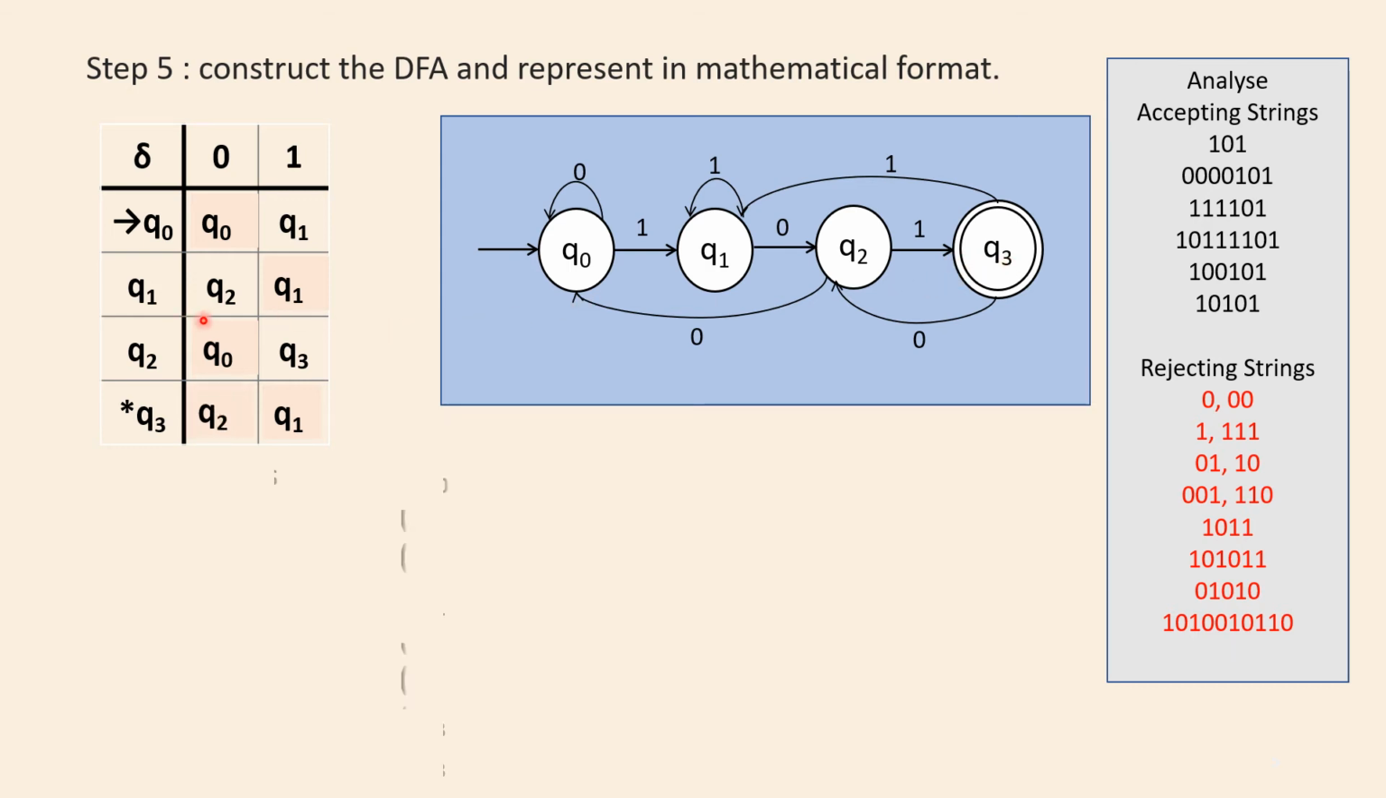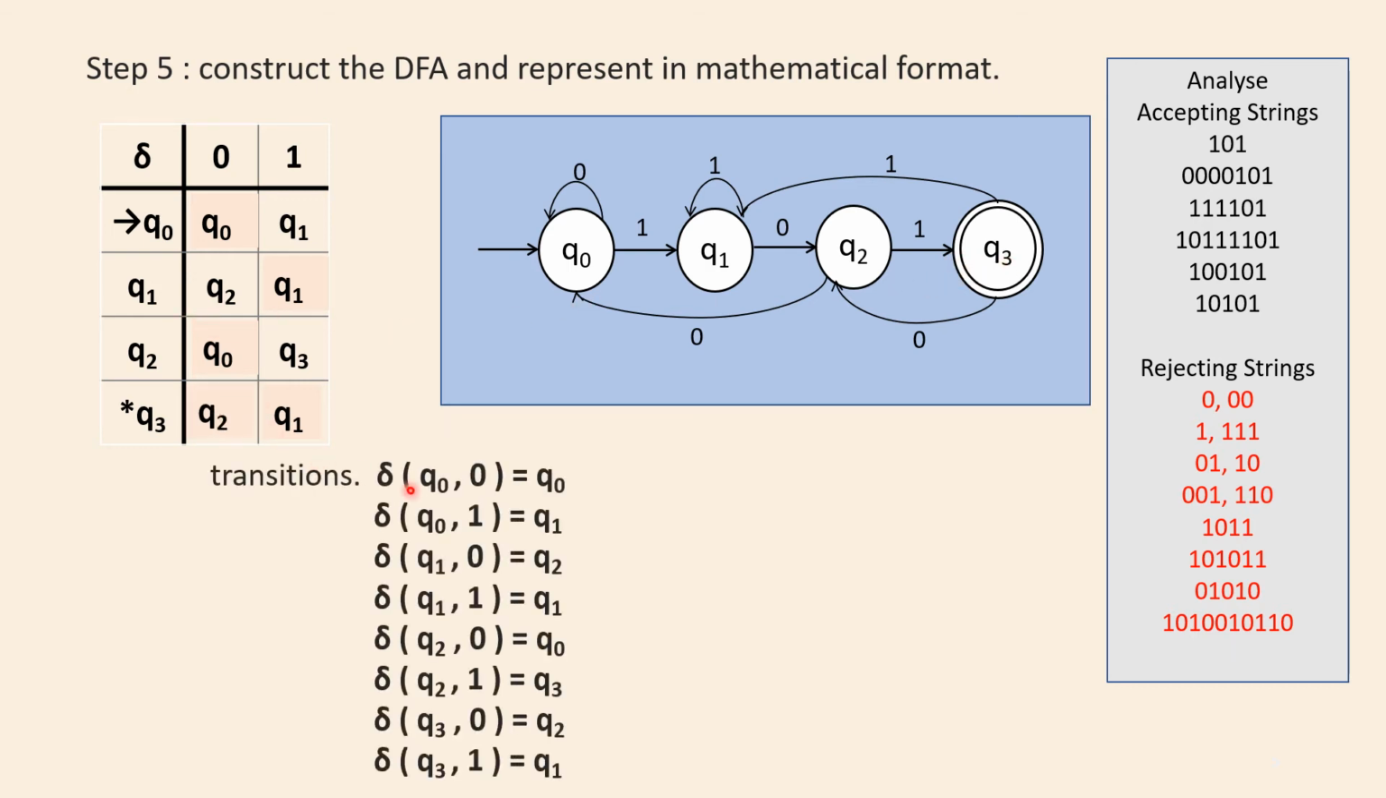Now let us complete the table here and write down the transitions. So from Q0 on input 0, it is in Q0 itself. We can either write the transitions from the table or from the diagram. Q0 on input 1 is going to Q1. The same way, Q3 on input 0 is going to Q2. Q3 on input 1 is going to Q1.